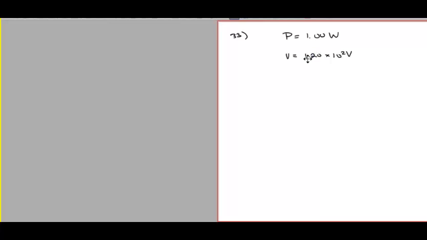What current does the waffle iron carry, and what is its resistance? So we really have two equations available to us. One is that the power is equal to the voltage times the current, and Ohm's law, which says that the voltage equals current times resistance. And there are variations of this. If I substitute for V into here, I get power is equal to the square of the current times the resistance.